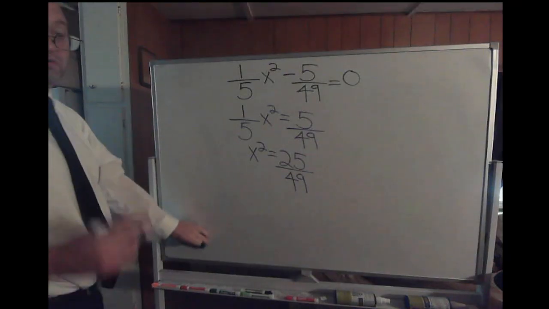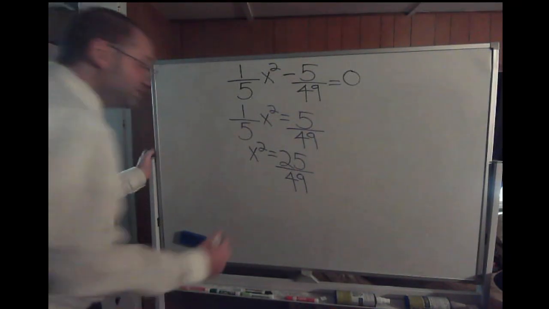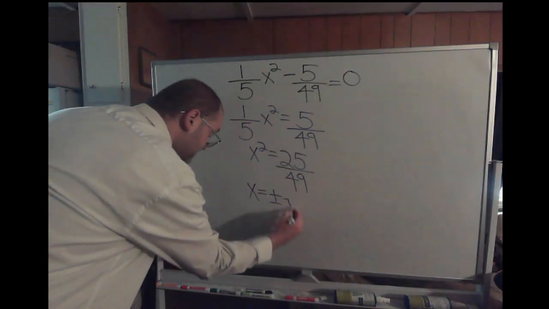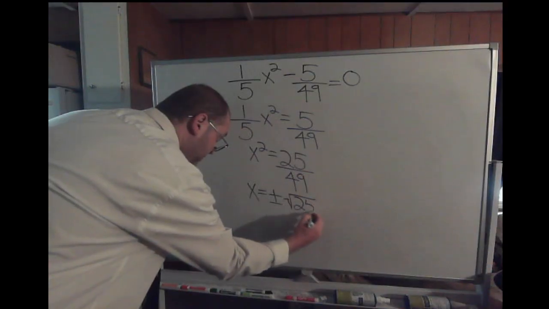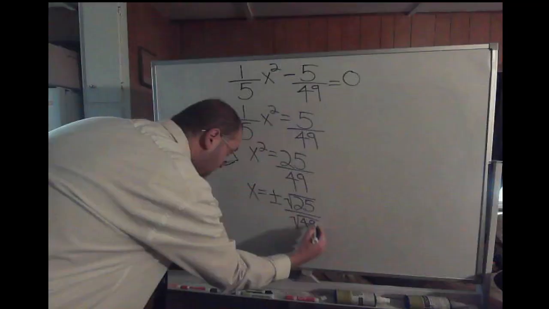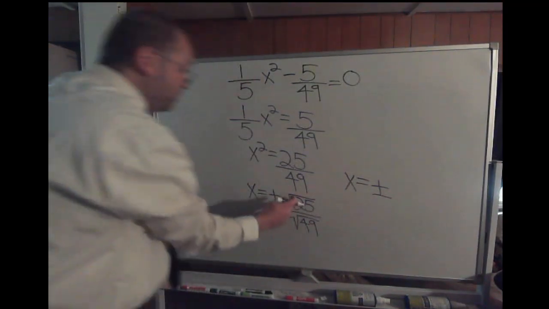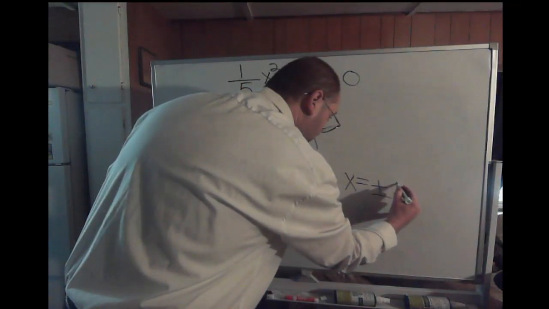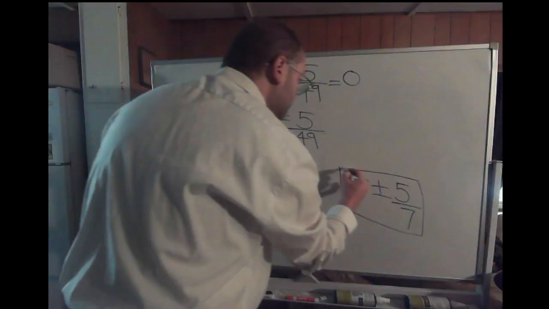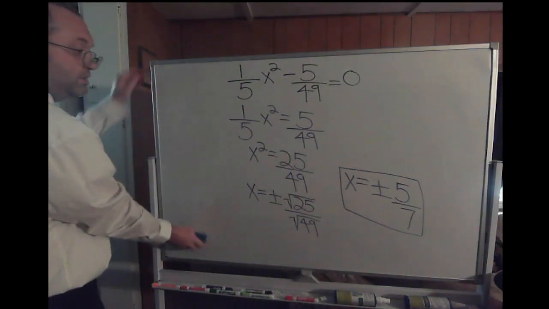So now, of course, we want to solve for x, so we have to take the square root of both sides. If you do that, you'll get x is equal to plus and minus the square root of 25 over the square root of 49, which, as we know, the square root of 25 is 5 over the square root of 49 is 7. So the answer you get for this is x is equal to both plus and minus 5/7. That's the answer you would get.